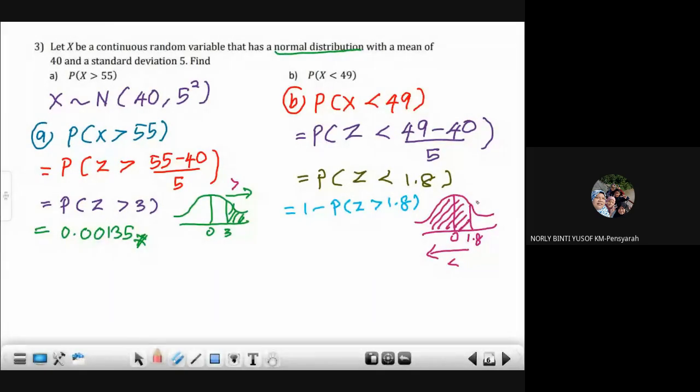Okay, so ini greater than lah. Yang area yang kita nak baca nanti. Tapi kita tolakkan dengan 1. Sebab tu tipsnya tengok dekat normal shape tu, kalau dia langgar area region, shaded region dia langgar line mean, you akan pakai 1 minus. Kalau dia tak langgar, dia left tail je ataupun dia right tail saja region dia, kita tak akan guna 1 minus. Okay, so you read table for 1.8.